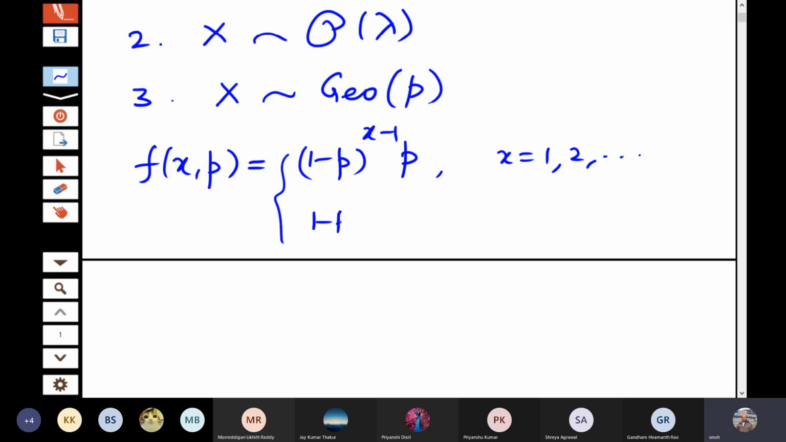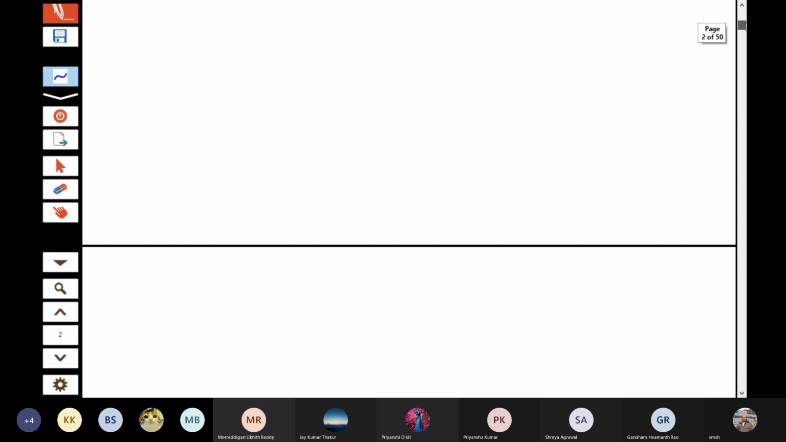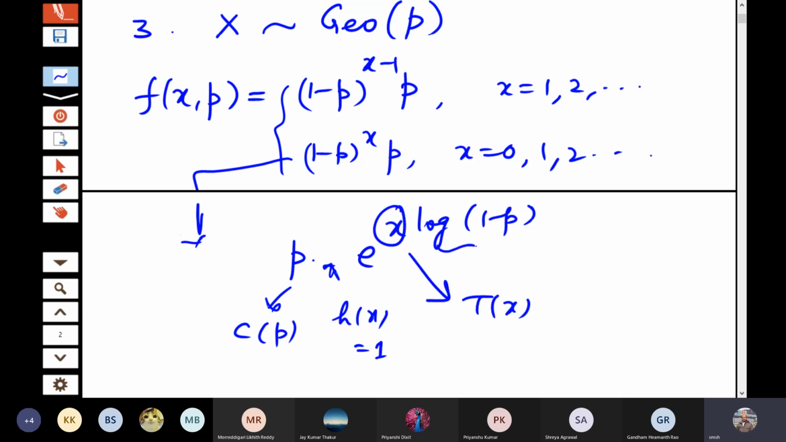We can write for any of them. Alternatively, we can write (1 minus p) to the power x into p, x equal to 0, 1, 2, and so on. So both are okay. Now this one, you can write as p into e to the power x log(1 minus p). So here this can be considered as your C(p), and h(x) is equal to 1 because the multiple is 1 here, and this is your T(x), and this is your Q(p). So geometric distribution also belongs to the exponential family.